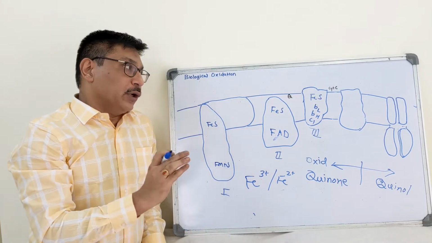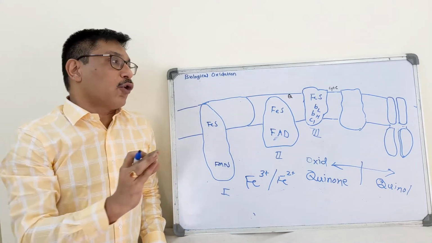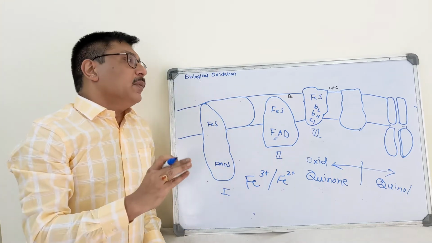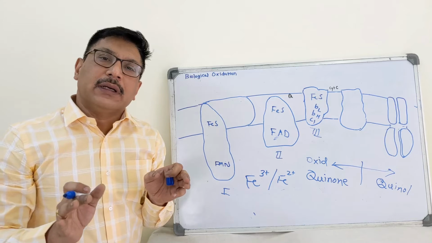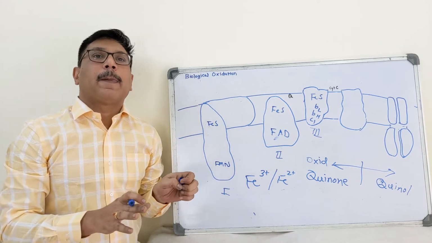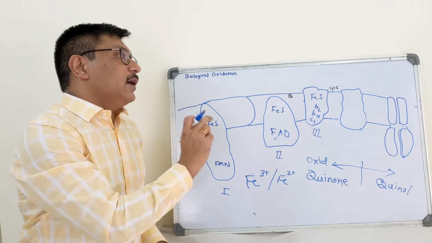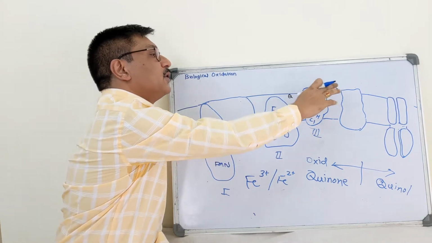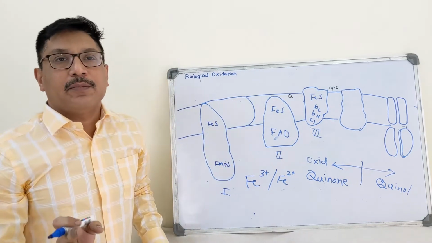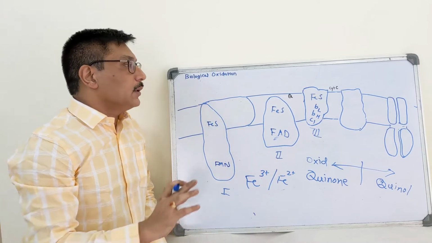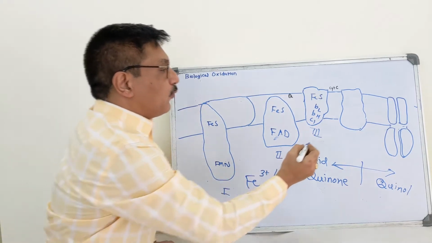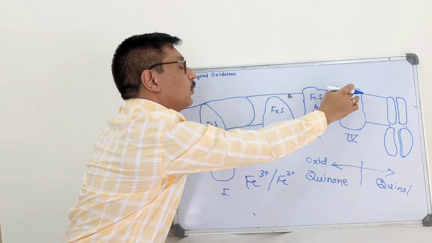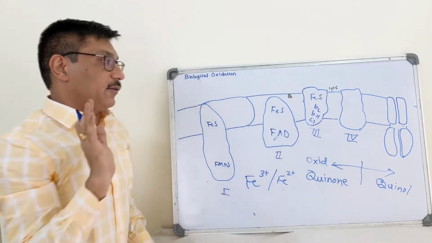The heme unit present in cytochrome C is not a typical heme, and it is different from that of heme present in hemoglobin. It contains one iron group and hence it transfers one electron at a time. Coming to complex 4, this is cytochrome C oxidase complex.